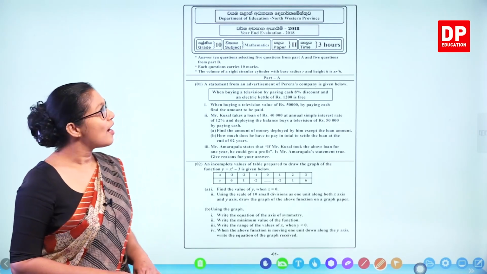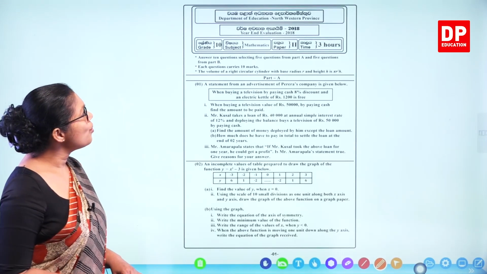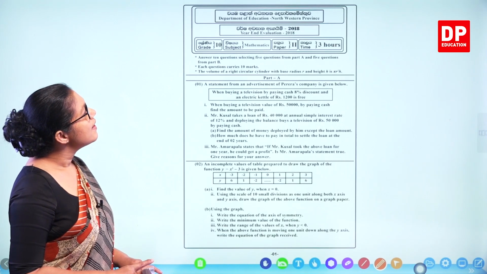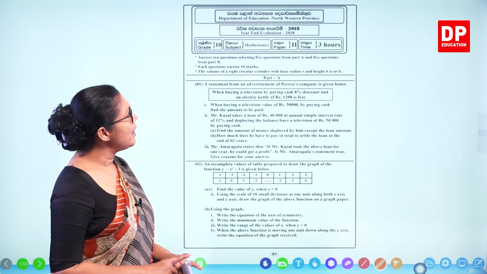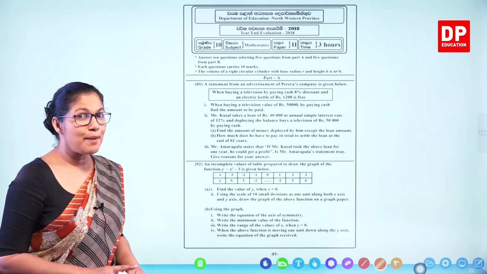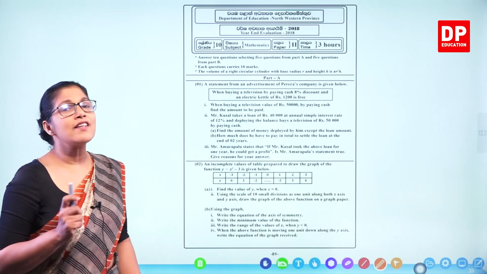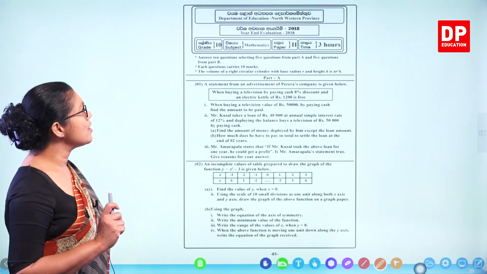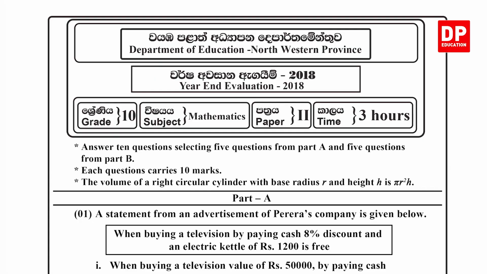Hello students, now we'll look at paper 2, Department of Education, Northwestern Province 2018 year-end evaluation. This is a 3 hour paper. You get 2 parts, part A and part B. You get 6 questions for each part and you have to do only 5 questions. So answer 10 questions, selecting 5 questions from part A and 5 questions from part B. Each question carries 10 marks.